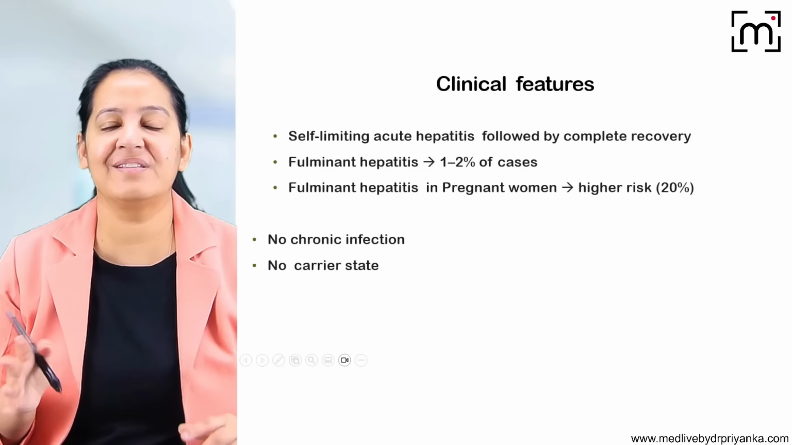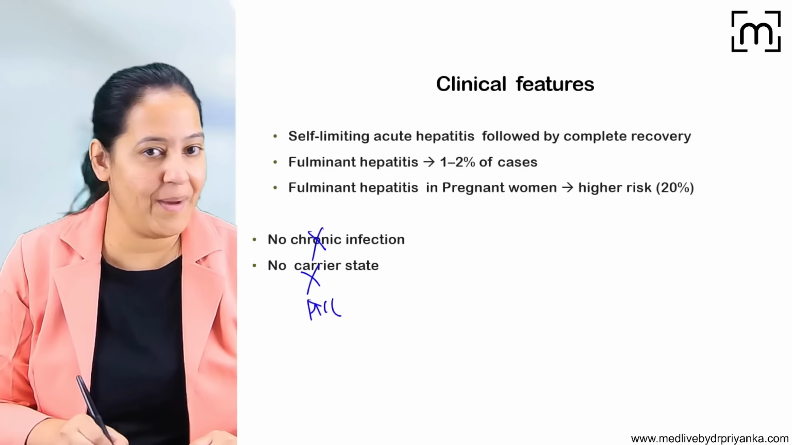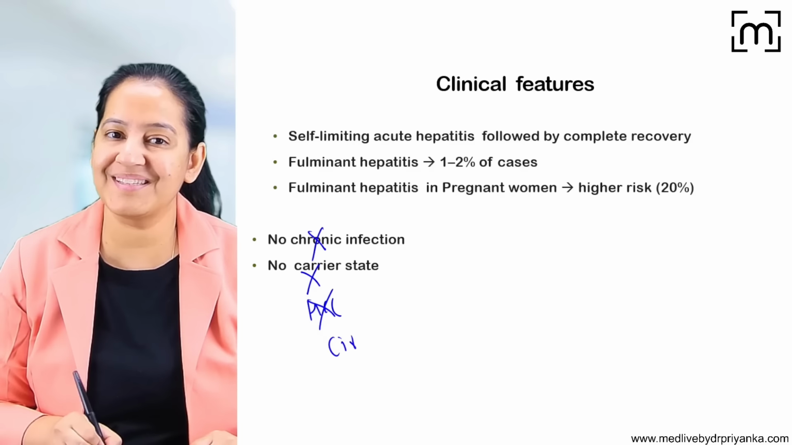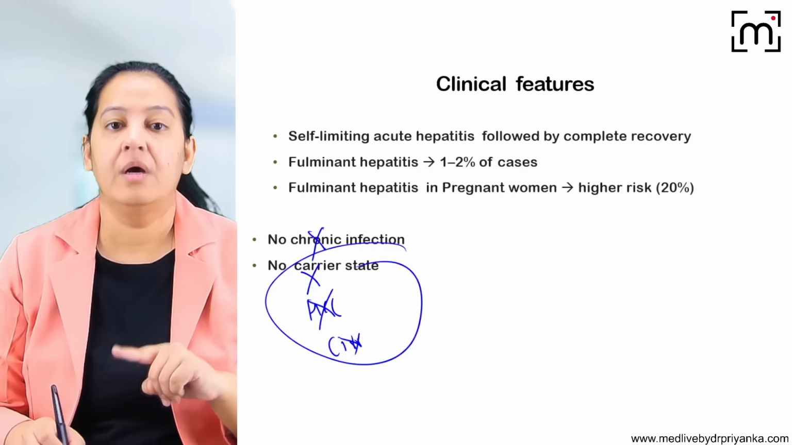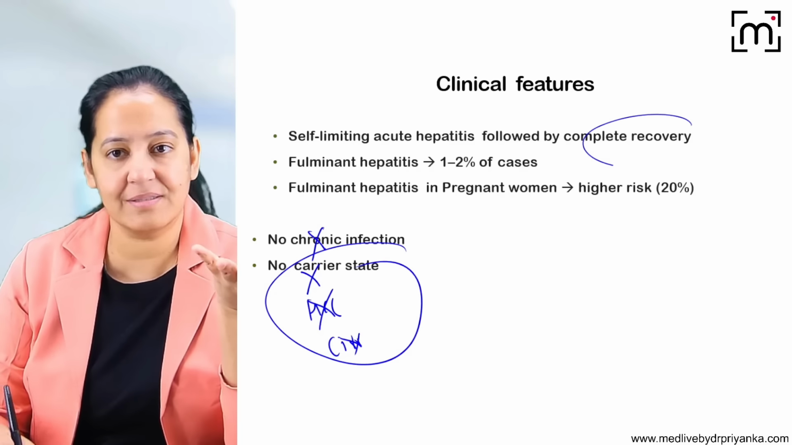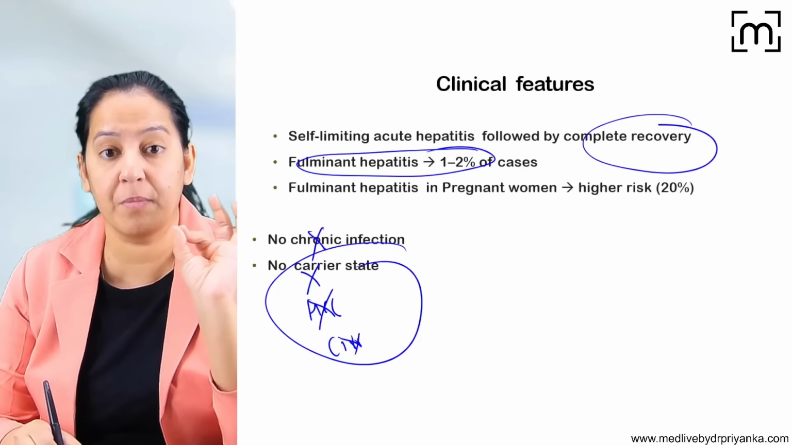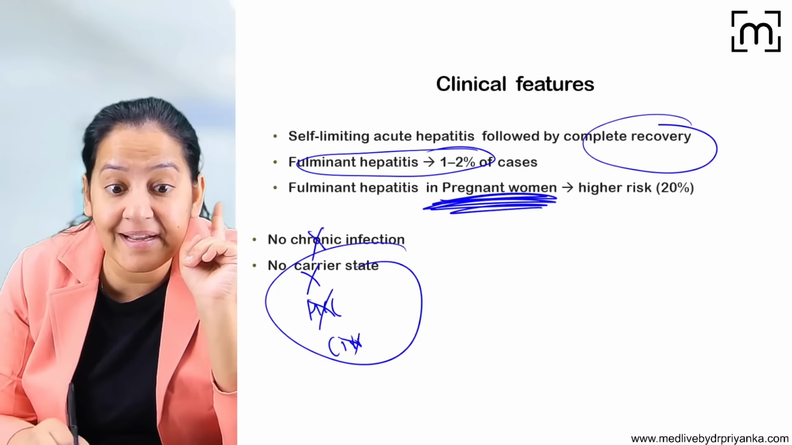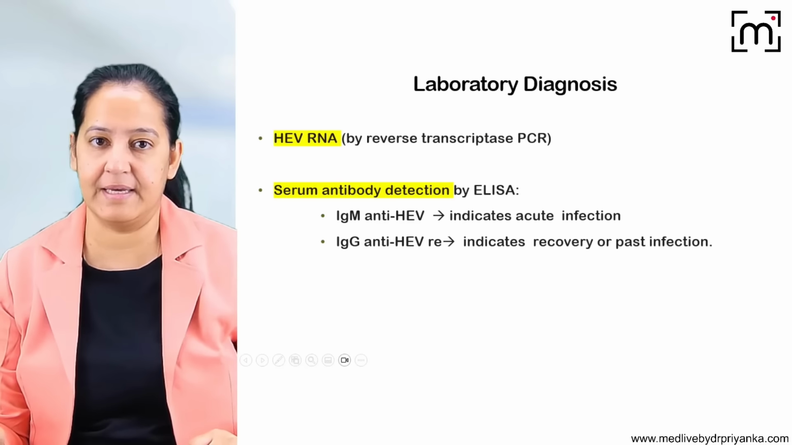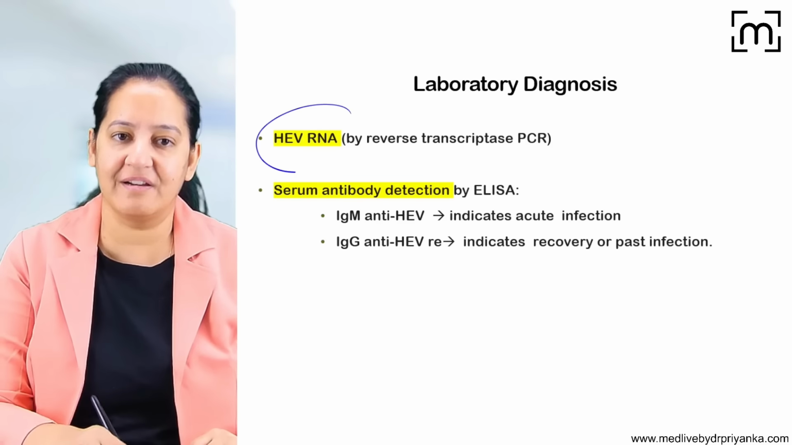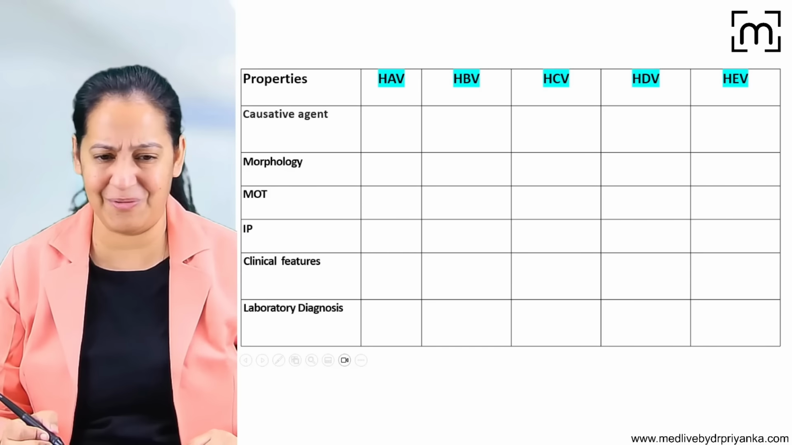Clinical features: it causes only acute, no chronic, no carrier, no HCC, and no cirrhosis. Since there is no chronic, the other three things are absent. In acute, there is complete recovery, but in 1 to 2% it causes fulminant hepatitis. It is the most common cause of fulminant hepatitis, especially in pregnant ladies. In pregnant ladies, there is high risk of fulminant hepatitis caused by hepatitis E. In the lab diagnosis, you will get the virus and the two types of antibodies, IgM and IgG. That's it. Now you got the concept.